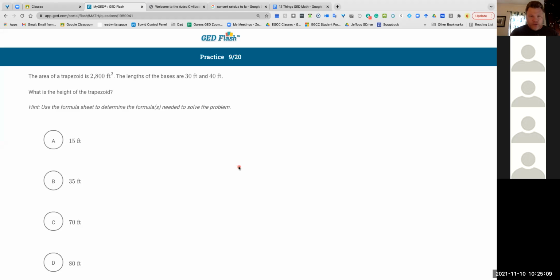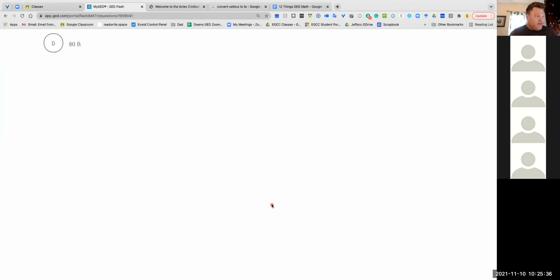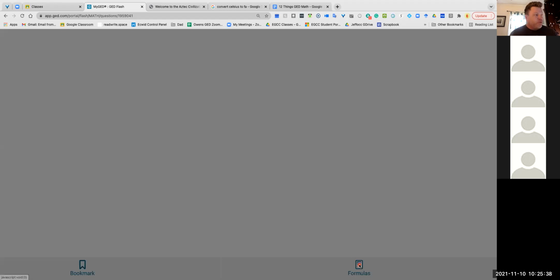So this one, again, we're dealing in geometry, so it is a straightforward question. Area of a trapezoid. When they don't give us a picture, we lose the ability to visualize the thing, even if they go screwy with it and lean it on its side or whatever. The area of a trapezoid is 2,800. The lengths of the bases are 30 and 40. What's the height?